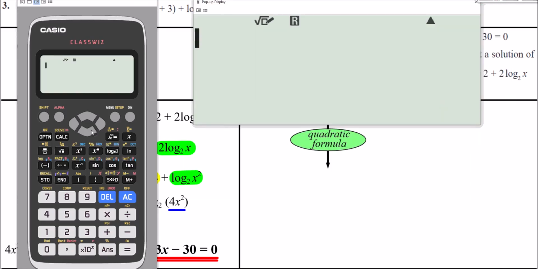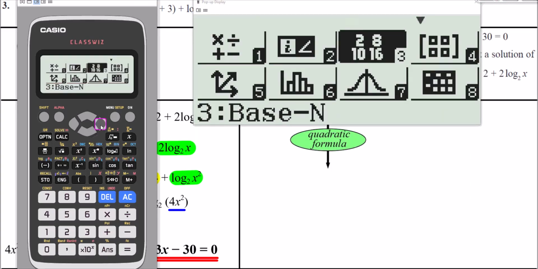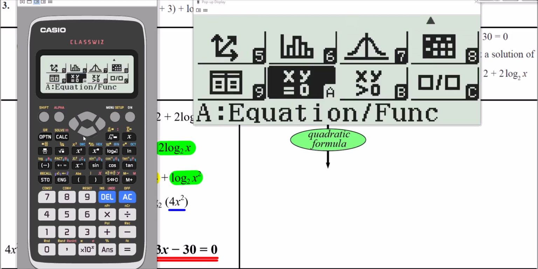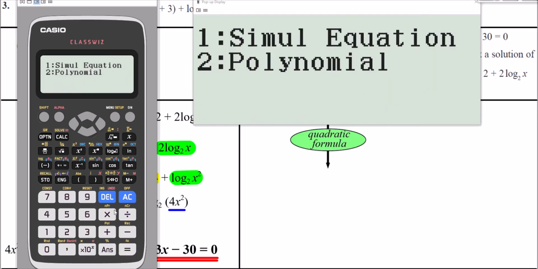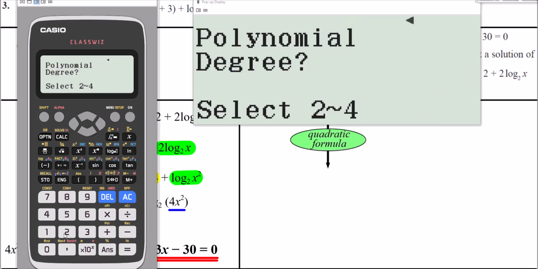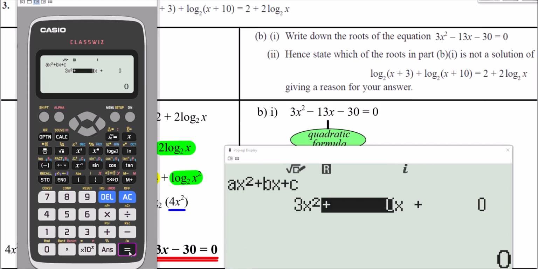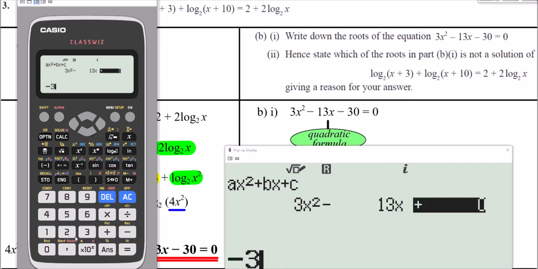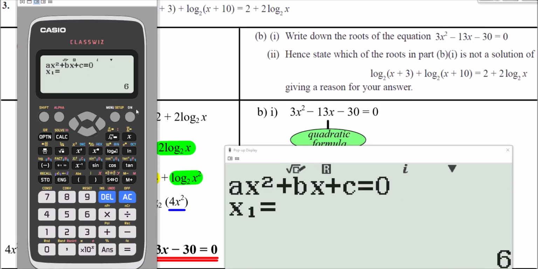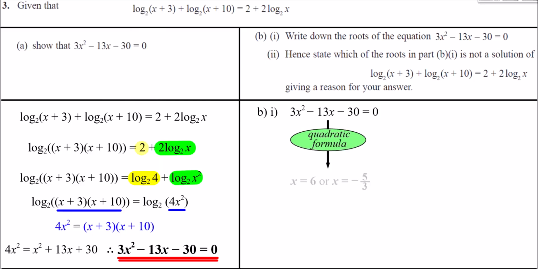So what we can do is menu, go to option A, which is equation slash function. We want to solve a polynomial, degree 2 because it's quadratic. Now if I type in here, 3 is my x squared term, minus 13 is my x term, the constant term minus 30, press equals again to get the solutions. My first value is 6, my second value is minus 5 over 3. So therefore, x will equal 6 or x will equal minus 5 over 3.